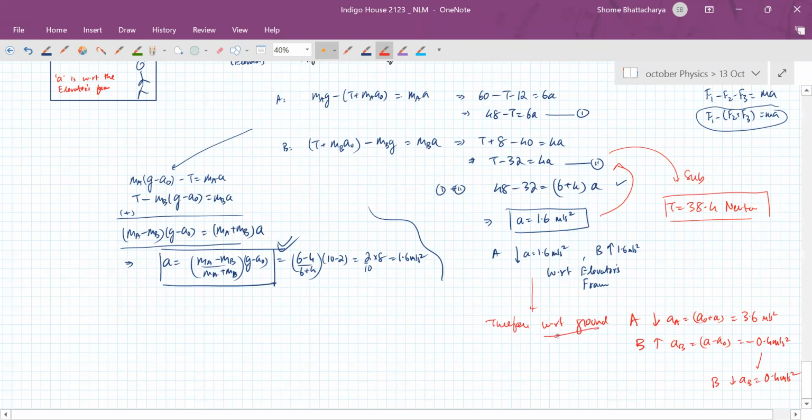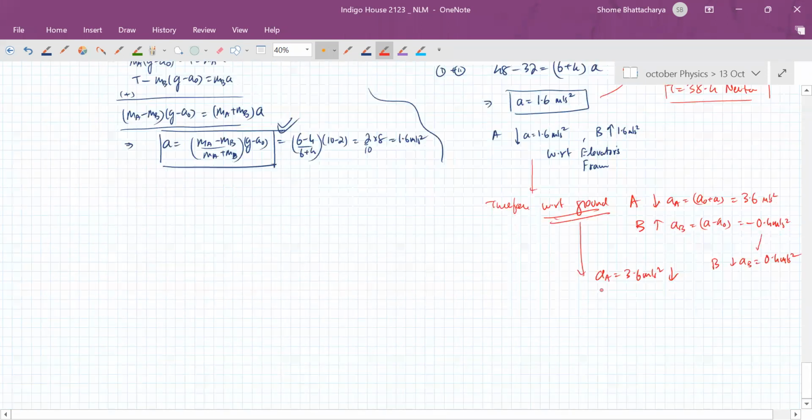So with respect to ground, this is what is happening to A, and this is what is happening to B. So tension is still the same, right? Yeah.